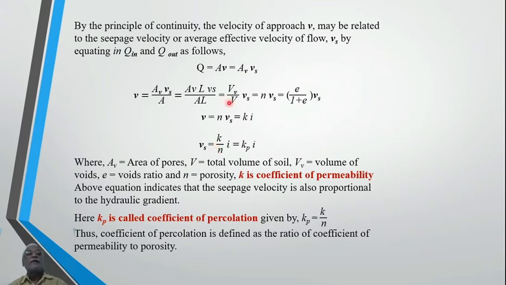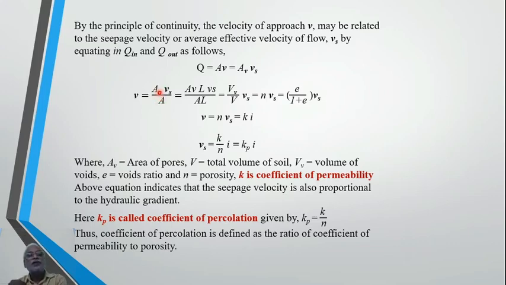Okay. By the principle of continuity, the velocity of approach V may be related to seepage velocity or average effective velocity of flow, which is Vs, by equating discharge. The discharge which is going in should be equal to the discharge which is going out, A into V equal to Av into Vs. Now this V will be Av Vs divided by A, that is, area of voids divided by A.